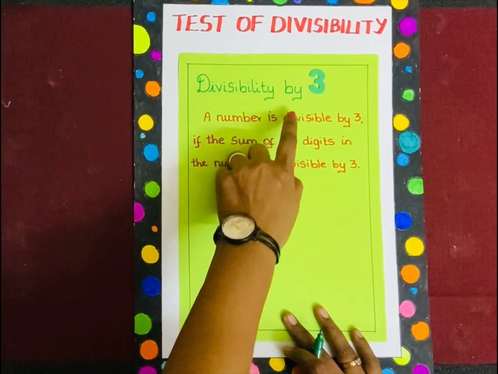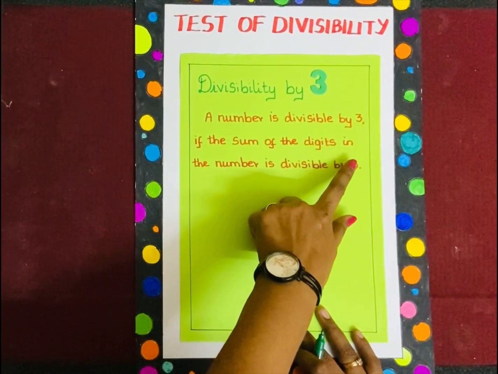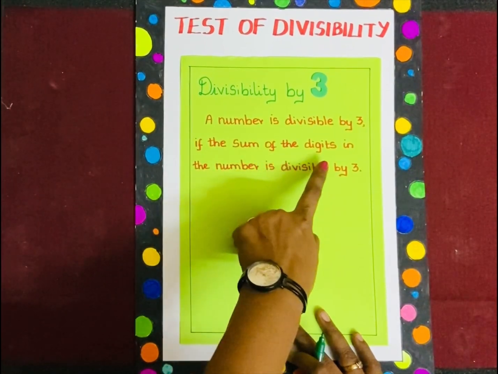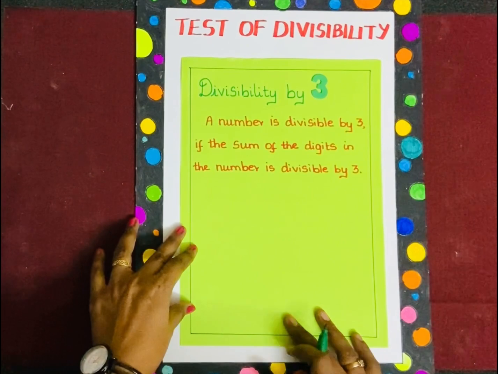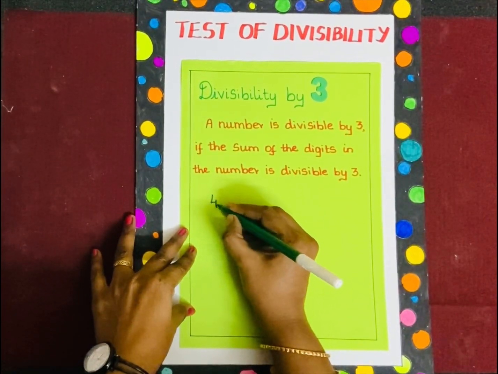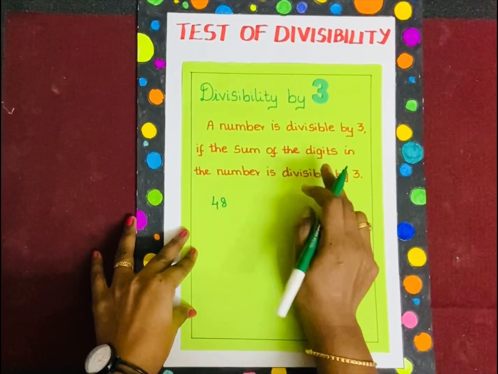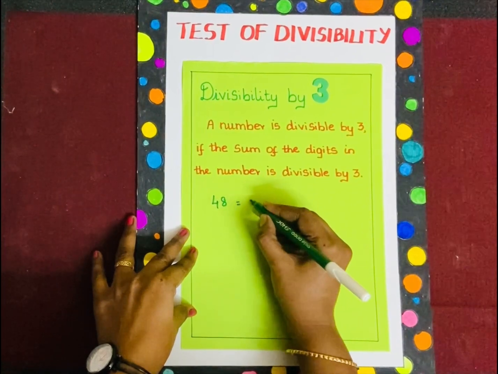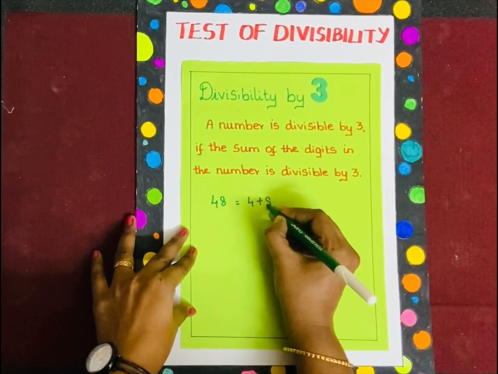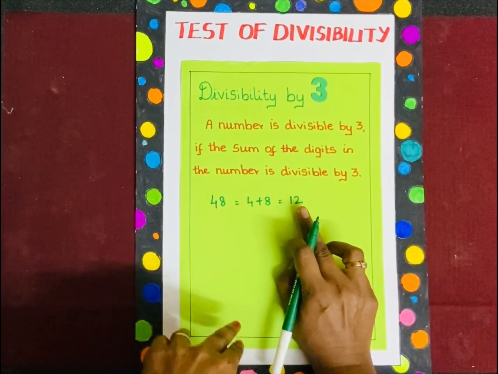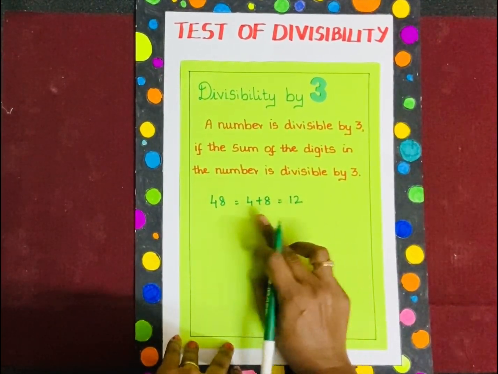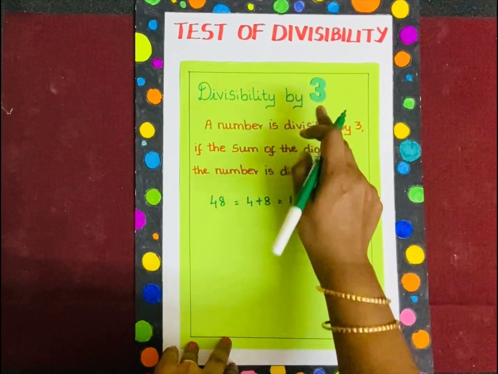Divisibility by 3. A number is divisible by 3 if the sum of the digits in the number is divisible by 3. For example, 48. See, sum of the digits. So for 48, we write 4 plus 8 is equal to 12. So 12, in 3 tables 12 will come. So 48 is divisible by 3.